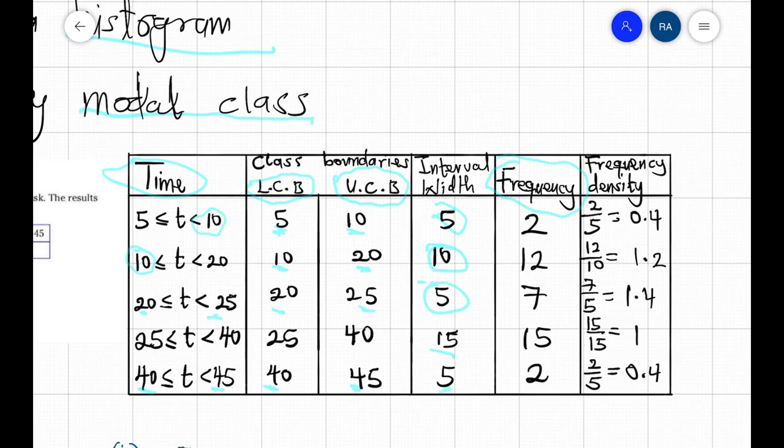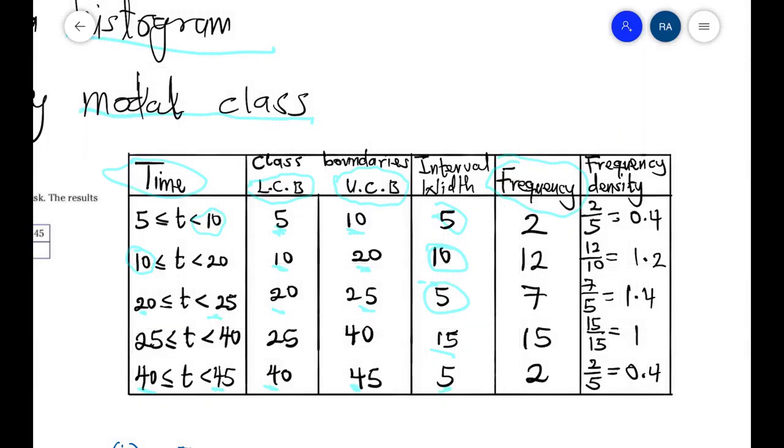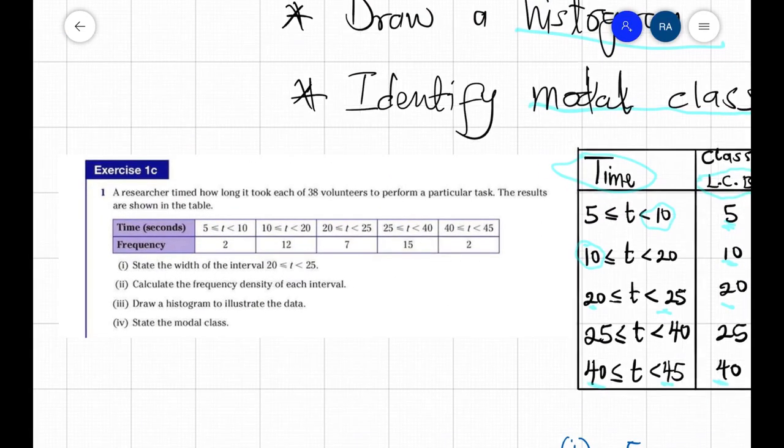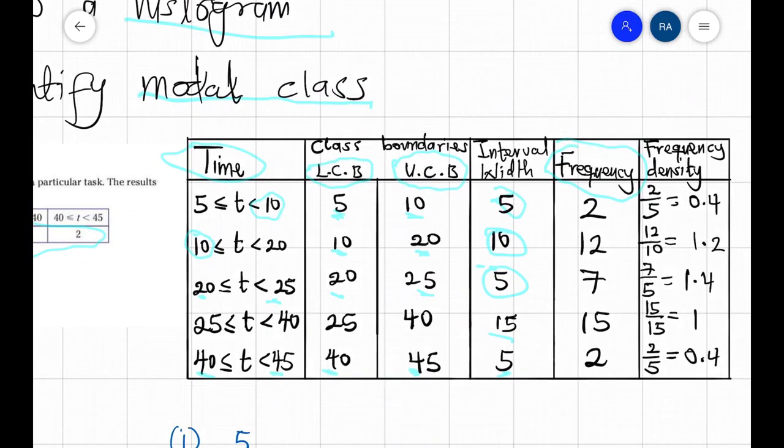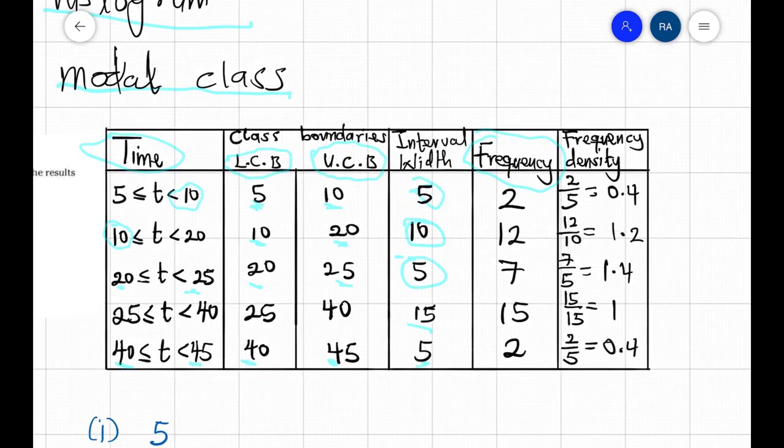All right, good. Now, the next thing is we get our frequency from the table they gave us. When we go back to this table, we have the frequencies given. So we include that in our table. The frequencies are 2, 12, 7, 15, and 2.